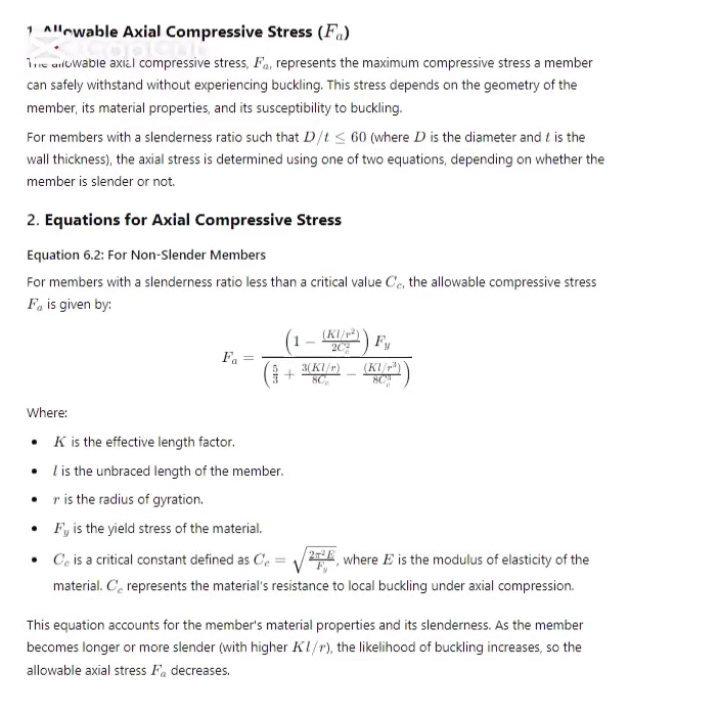In this lecture, we can see the allowable axial stress, how we can calculate it. Allowable axial compressive stress, FA, represents the maximum compressive stress a member can withstand without experiencing buckling. This just depends on the geometry of the member.